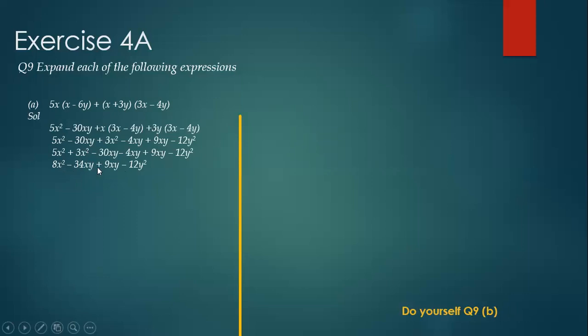Minus 34xy plus 9xy gives you what? Minus 25xy. So answer is 8x square minus 25xy minus 12y square. Please pause the video and solve question number 9, part B. Once solved, resume the video. Let's proceed to question number 10.